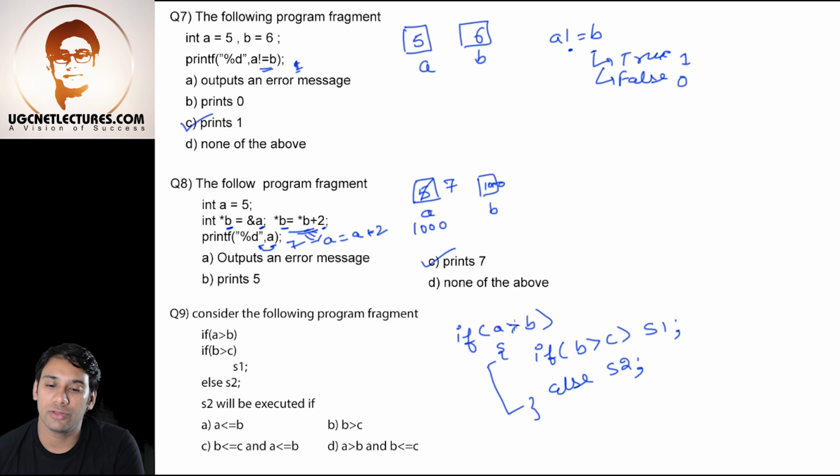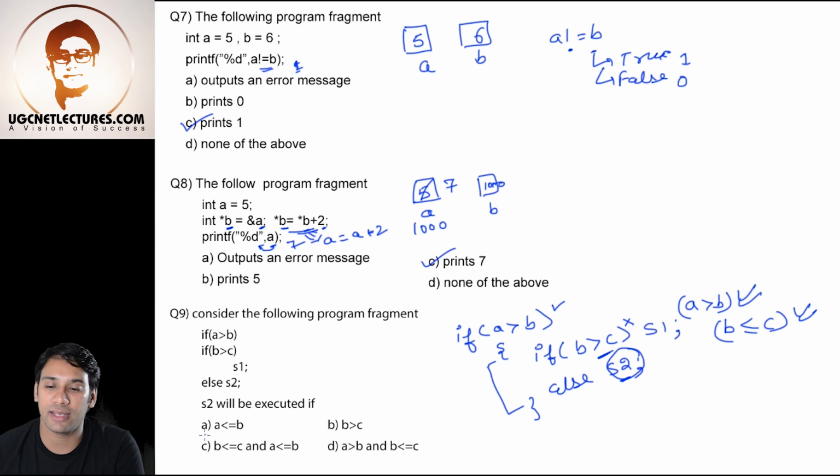So when will this else statement S2 be executed? This statement will be executed only if this condition is true and this condition is false, then only this S2 statement will be executed. So this condition is true, therefore A should be greater than B, and this should be false, that means B should be less than or equal to C. Then only this statement S2 will be executed, right? And let us check out the options now.